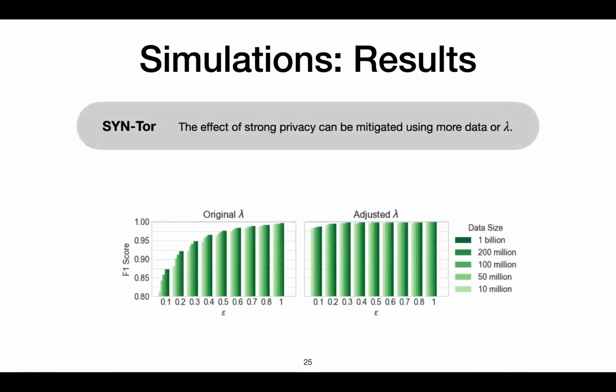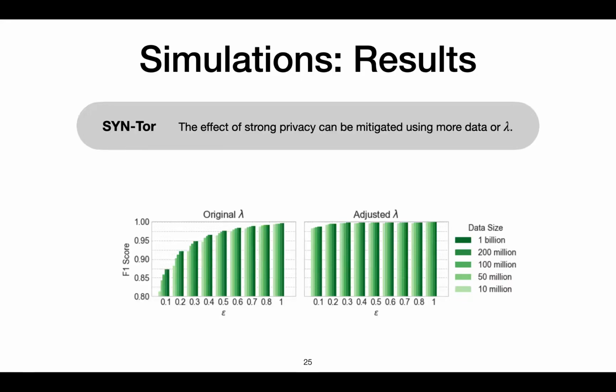From the synthetically generated dataset, we find that the detection algorithm performs well even for strong privacy guarantees, with the degradation in accuracy caused by strong privacy parameters mitigated using more data and by appropriately setting the additive constant from the detection criteria lambda.